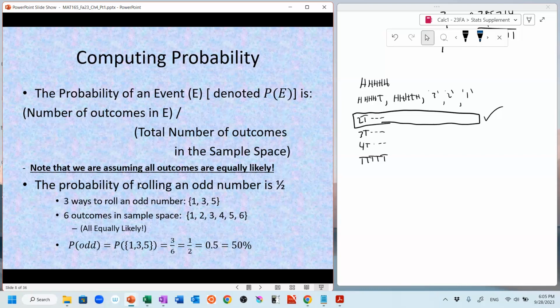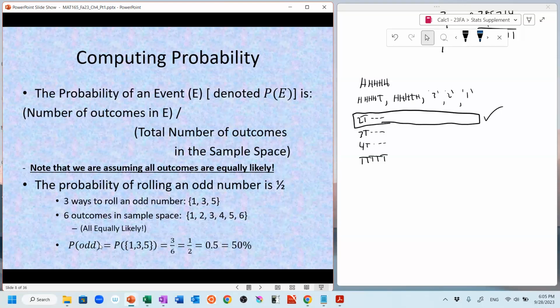So let's look at, for example, the probability of rolling an odd number is 1/2. I think that's pretty obvious, just as a general statement. But let's see if we can use the terminology and the computation to actually show that. So we note that our sample space is 1, 2, 3, 4, 5, 6. And these are all equally likely. That's just the assumption of a fair six-sided die. Rolling an odd number, that event consists of 3 outcomes, 1, 3, 5.